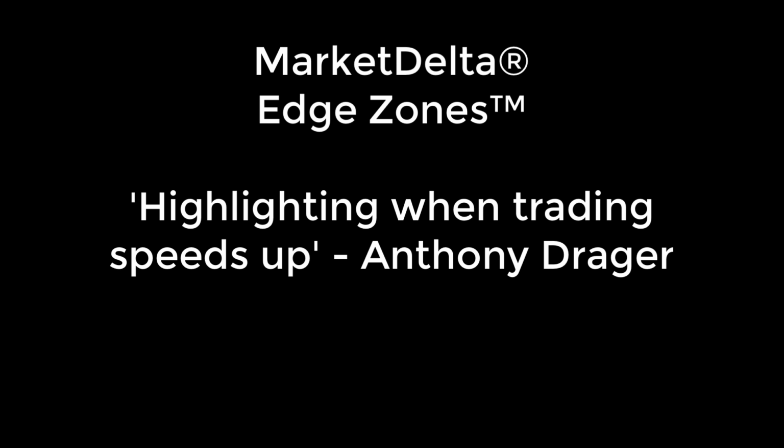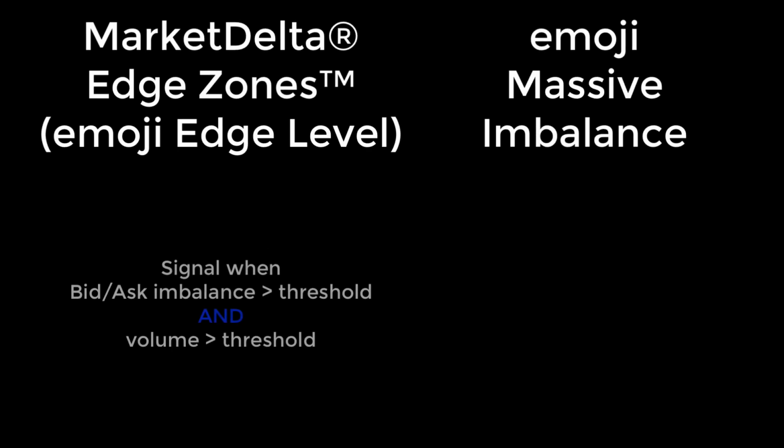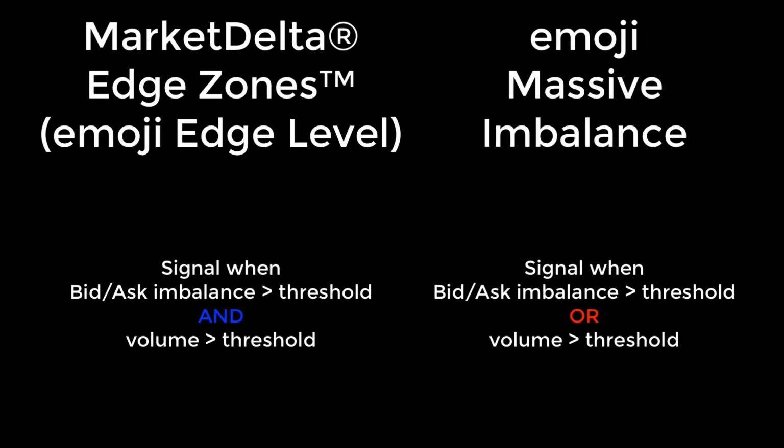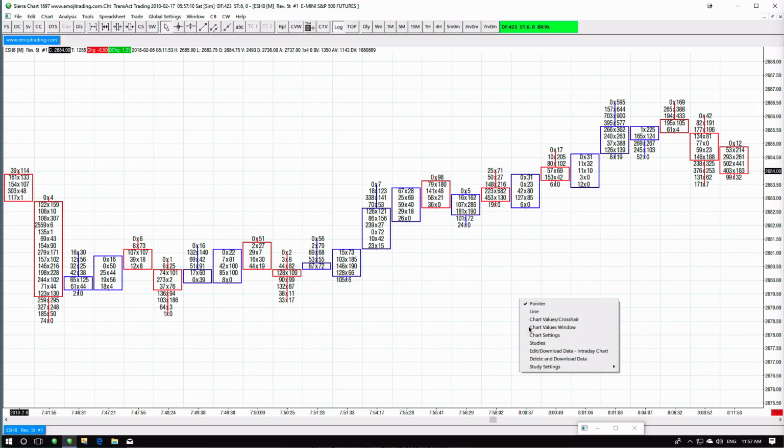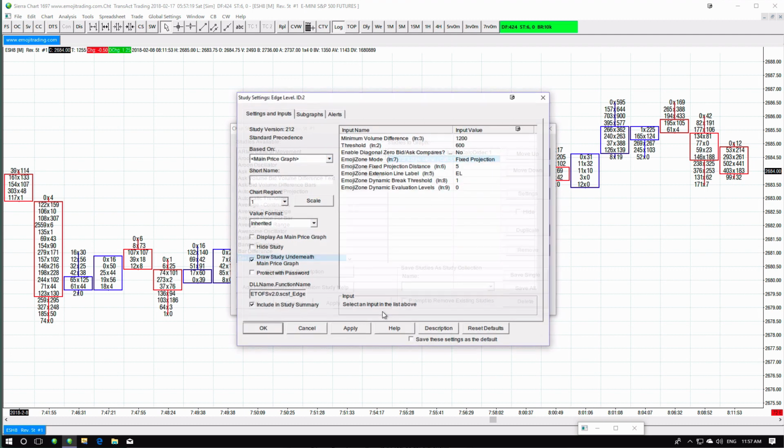Towards the end of 2017, Market Delta held a webinar on their new feature called Edge Zones. We've looked at these very closely. They've been described by Anthony Drager as highlighting when trading speeds up. If you study the Market Delta documentation for this feature, very simply, it's highlighting when there is a bid or ask diagonal imbalance that's greater than a user-specified volume value and also greater than a certain percentage level. Our existing Emoji massive imbalance indicator allows you to highlight when either of these conditions occur. So you can consider that an edge zone, or in our implementation, an edge level, highlights when both of these conditions occur. So the edge level highlights the price level where we have this variation of a massive imbalance, just like other Emoji indicators highlight price levels where other situations relating to supply and demand occur.